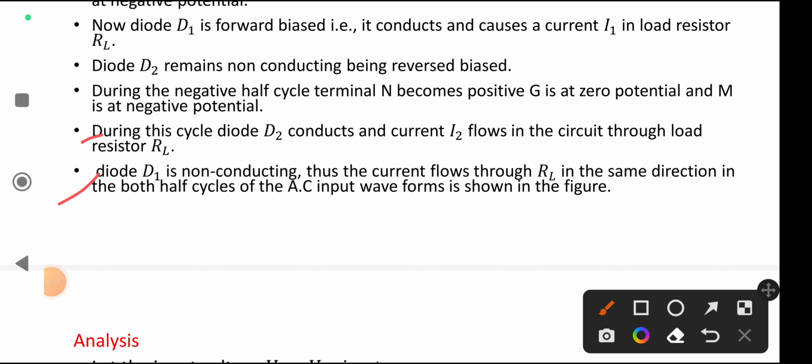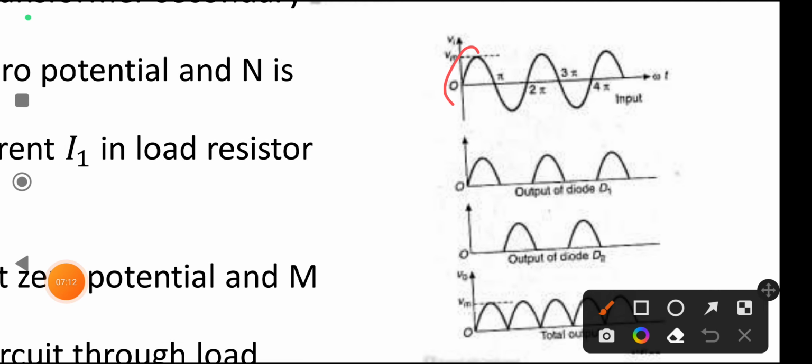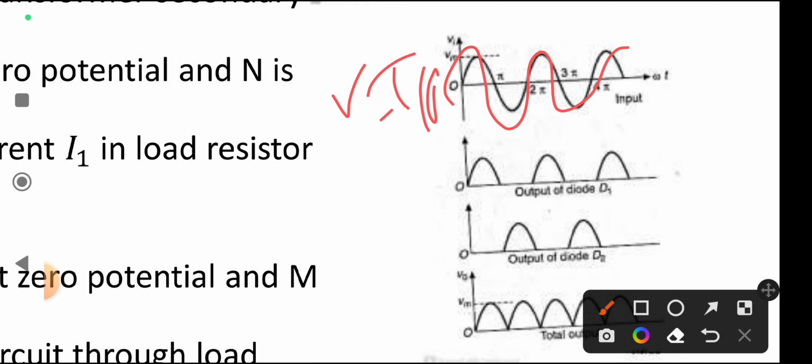Next, diode D1 is non-conducting, thus the current flows through RL in the same direction in both half cycles of the AC input waveform, as shown in the diagram. The waveform is also shown. This is the input waveform, whether it is voltage or current, as you wish. If it is voltage, then this is the voltage output, the final output.